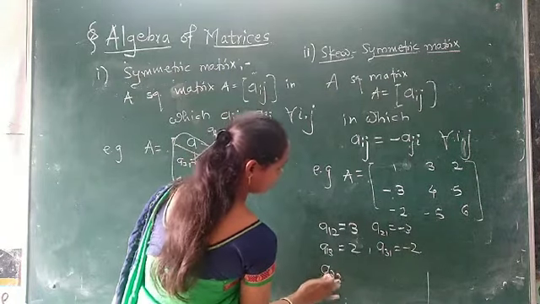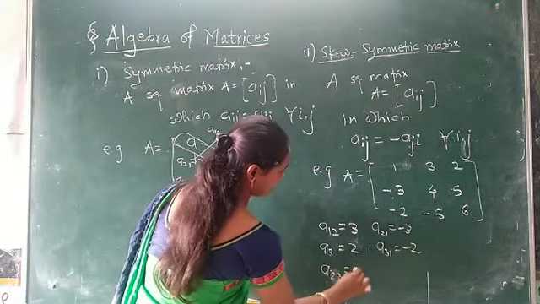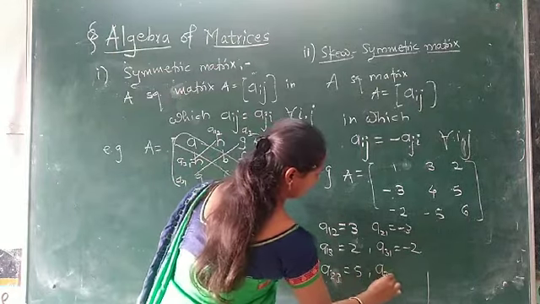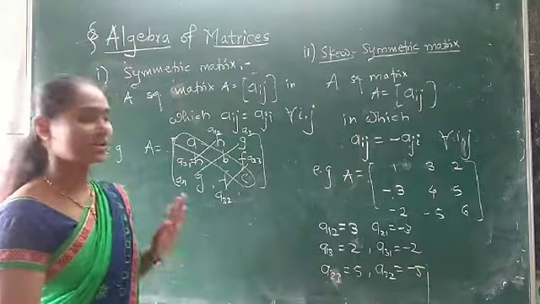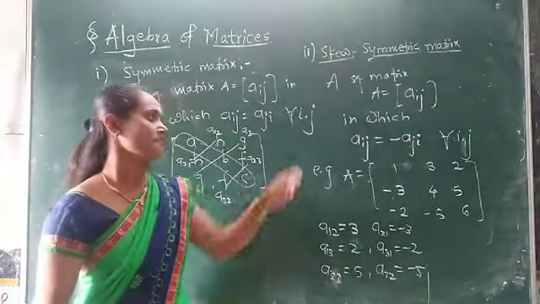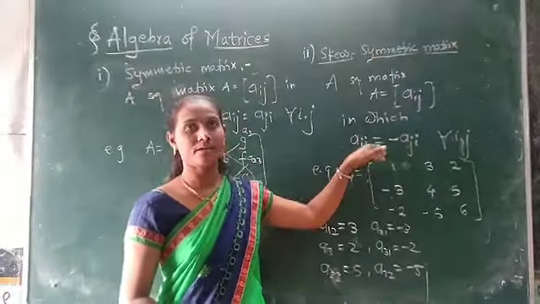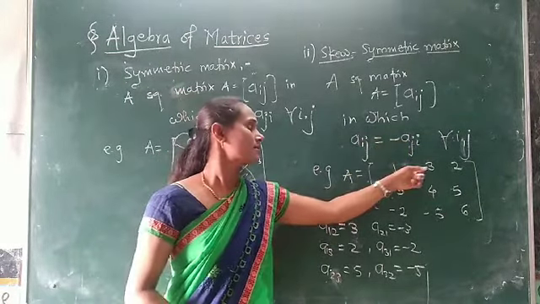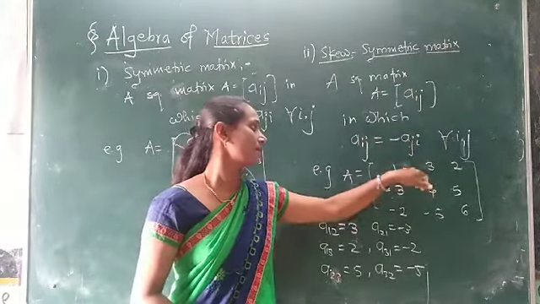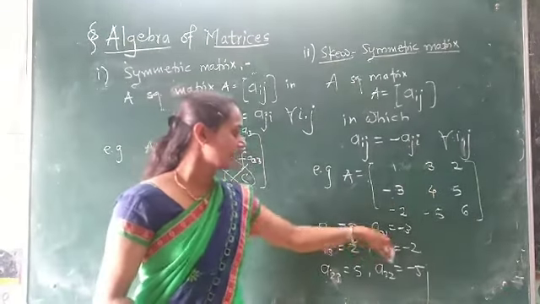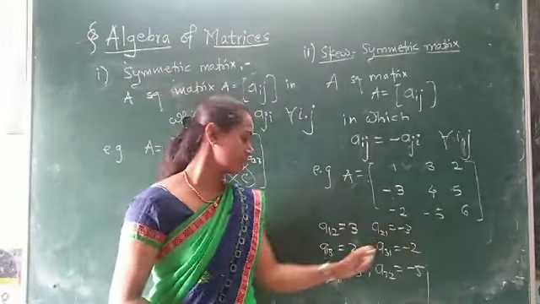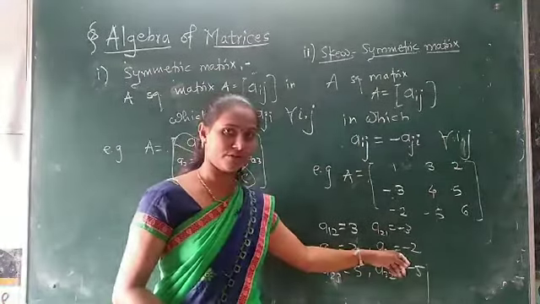A32 is equal to A23 is 5 and A32 is equal to minus 5. That means, what is meant by a skew symmetric matrix? The elements are the same but only the sign changes. There is only the sign changing. So A12 is 3, then A21 is minus 3. This is plus 2, this is minus 2.